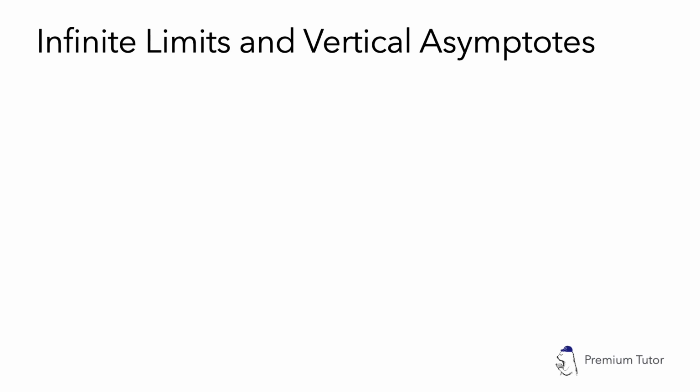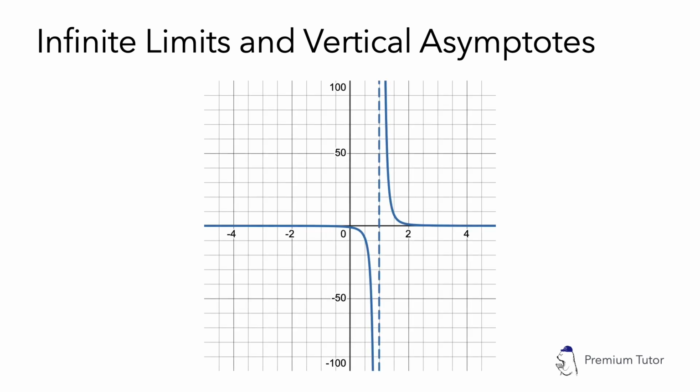Here's what that looks like on a graph. As x approaches 1 from the left, f of x drops sharply downward. From the right, it rises steeply upward. The line x equals 1 isn't really a barrier. It's more like a boundary the function can approach but never cross. That's what we mean by a vertical asymptote. The function keeps getting closer, but there is nothing beyond that line.